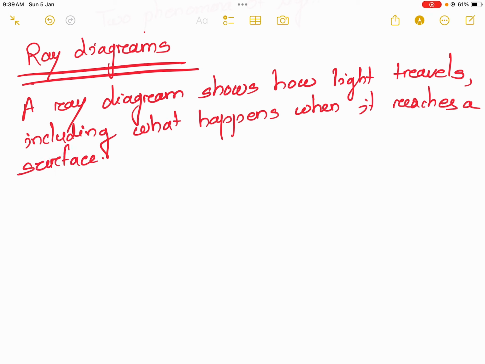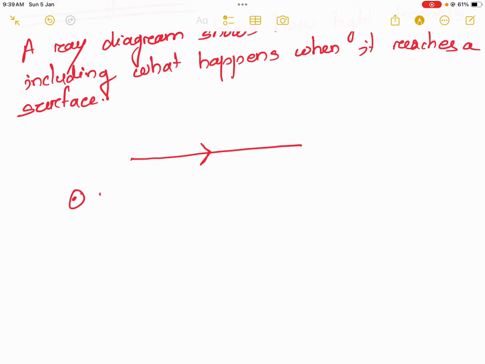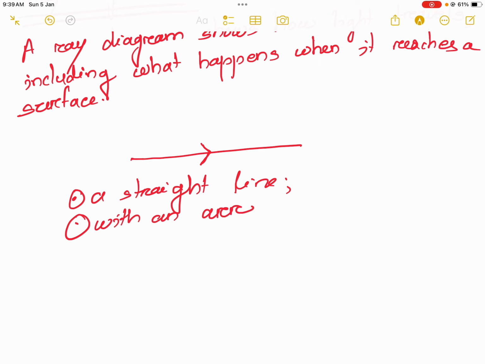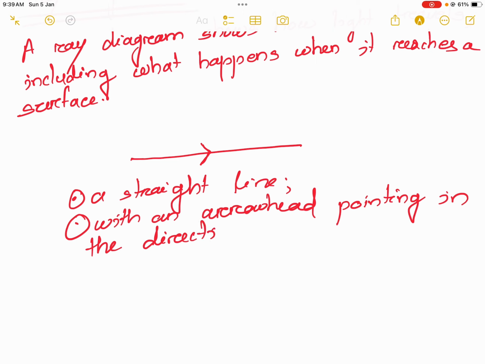So you will represent a ray diagram using a straight line. It will always be a straight line, and the arrow on it will represent the direction of light. So first of all, a straight line, and with the arrowhead pointing in the direction that the light travels.